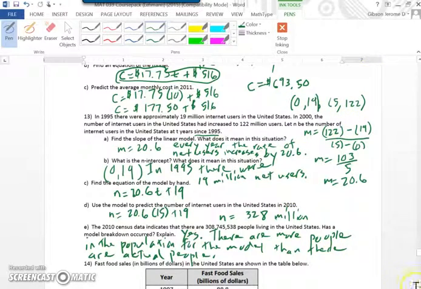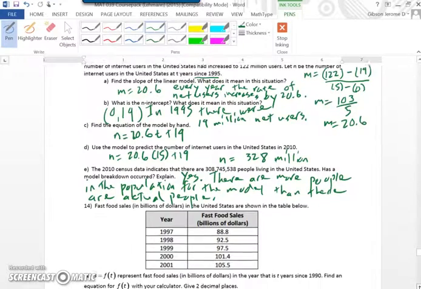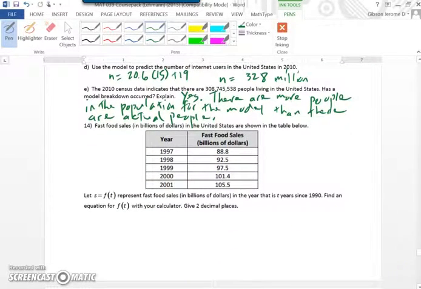Okay. All right. Now we come here to problem 14. Fast food sales in billions of dollars in the United States are shown in the table below. Let S equals F of T represent fast food sales in billions of dollars in the year that is T years since 1990. Find an equation for F of T with your calculator. Give 2 decimal places. Okay, class, to put this in your calculator, first of all, we need to see what year we're going from. It's 1990.